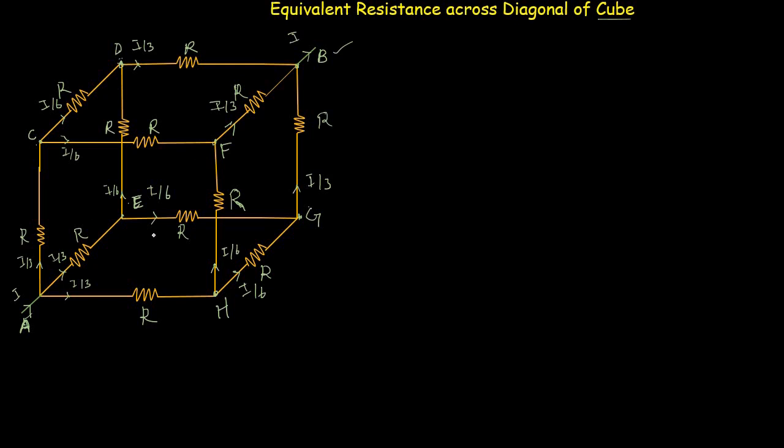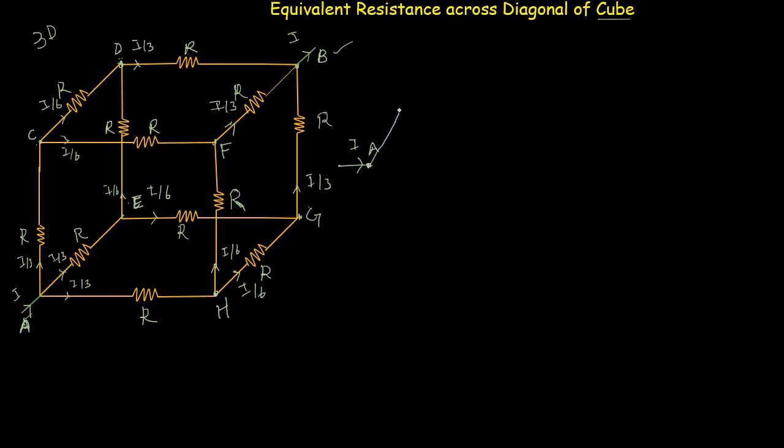This network is available in three dimensions. Now to understand this analysis more easily, let's transform this network into two dimensions. Let's consider that we have this point which represents point A, and the current I is entering this point A. At this point A, the current is divided into three paths. The first path is from A to C, the second path is from A to E, and the third path is from A towards H.